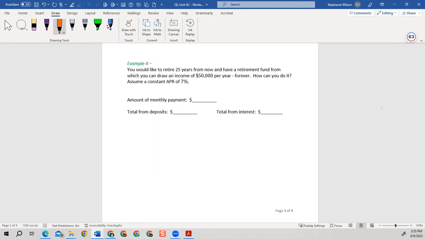There's an extra step we've got to do here. So first things first, we have an APR of 7%. We're going to write that in decimal form and let's get started. Let's say I have 0.07 times X. I'm going to put X back because it's my unknown. I'm going to set that equal to my 50,000.